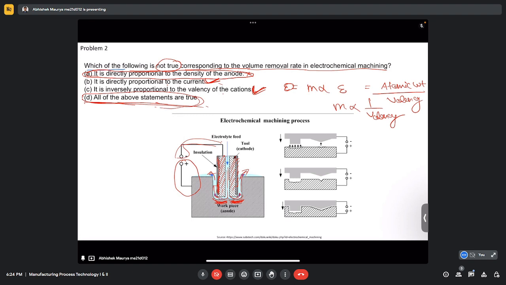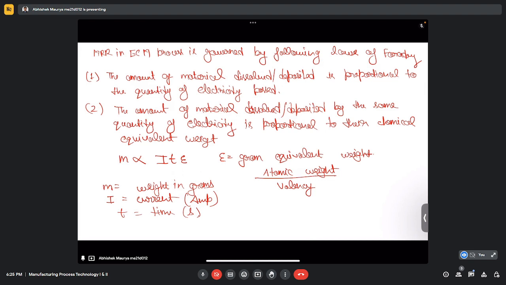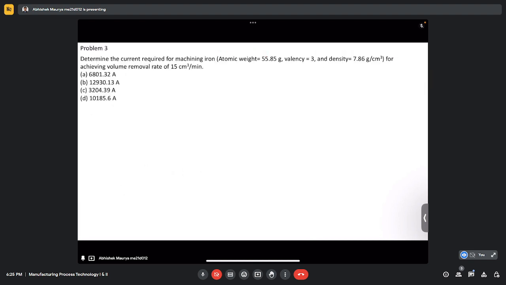So is it clear? Okay, if it is clear, let's move to the next problem. If you have any doubt, please ask me. Otherwise we will move to the next problem. Please read the problem and try to find out its answer first by yourself, then we will discuss it together. You can give your response in the chat box.